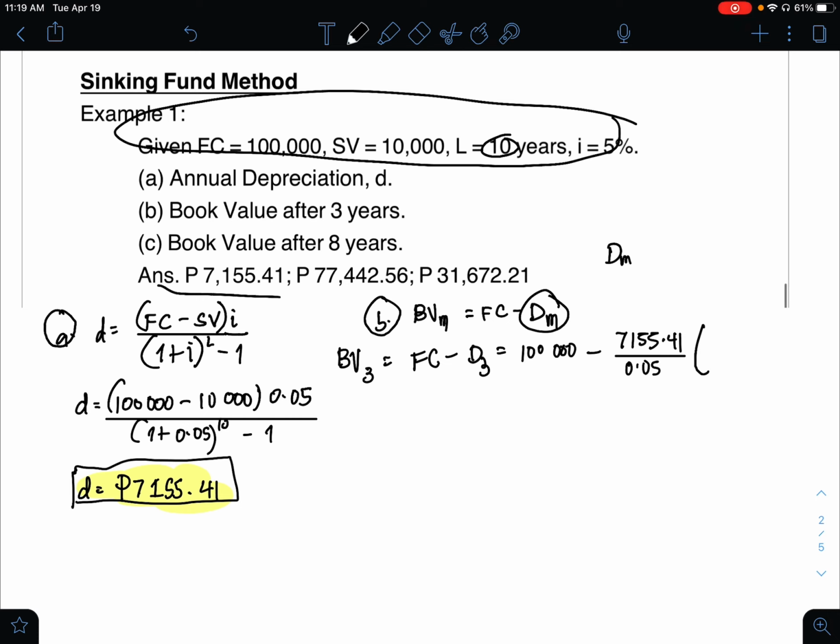dm is equal to d over I times 1 plus I raised to the power of m minus 1. Okay? So, 1 plus 0.05. Ang m na to is to the power of 3 minus 1. Power of 3 kay 3 years man, right? So BV, or the book value at 3 years, will just be equal to, done.